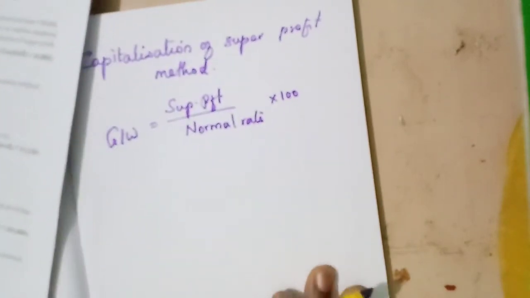Now we will do the next exercise. Up to 9 we have completed. Now we will do the 10th problem. First let me read the problem. Find out the value of goodwill by capitalizing super profits. Normal rate of return 10%. Profits for the last 4 years 30,000, 40,000, 50,000, 45,000. Non-recurring income 3,000 is included in the above mentioned profit. Average capital employed 3 lakh. Now we will do the problem.